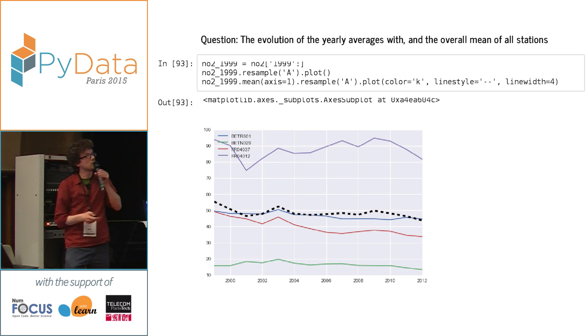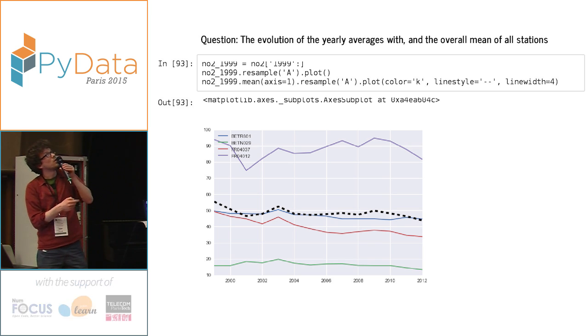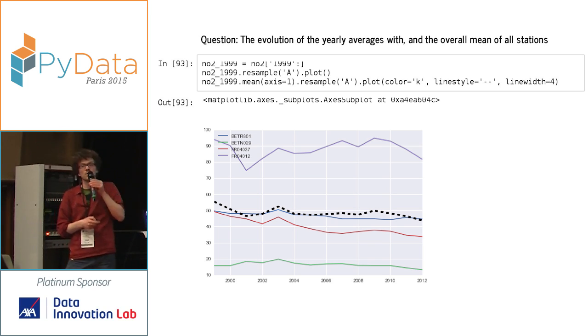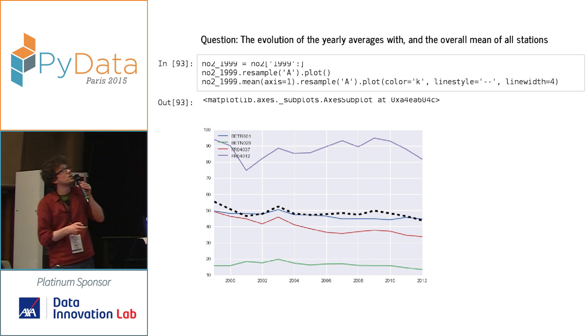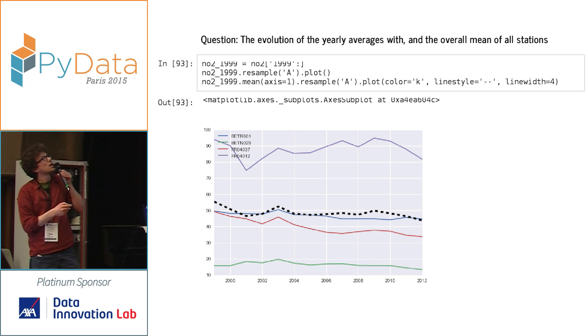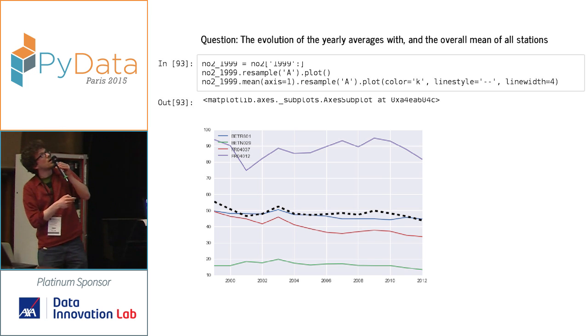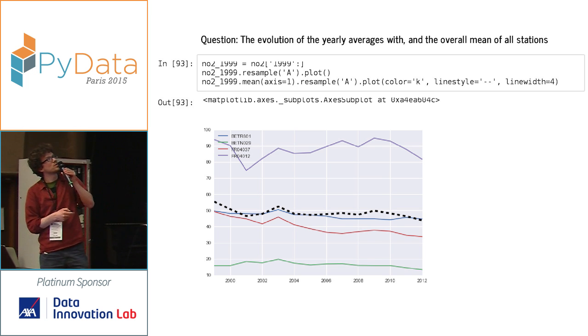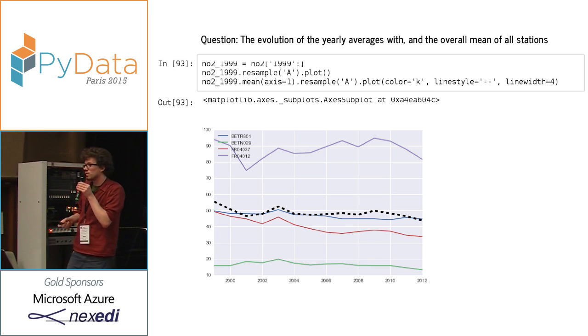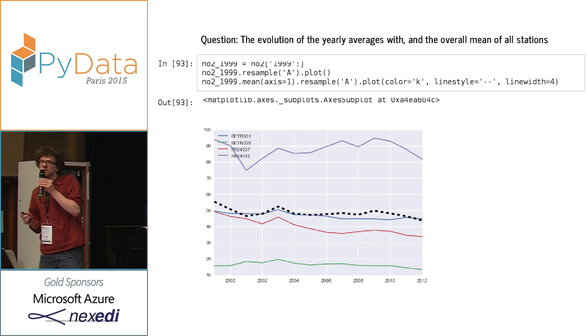So one of the pictures I showed in the beginning was what is the evolution of the yearly averages? So in this way, it's very easy to do this. Just resample annually and you plot it. And I added here also the overall mean of the 4 stations. And you see there is apparently a little bit of improvement in the air quality, but not that much, I would say.